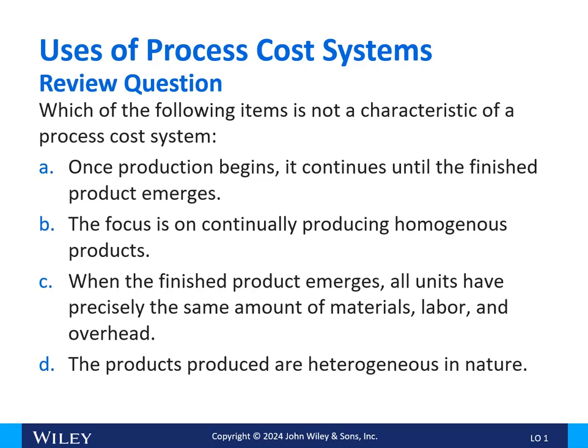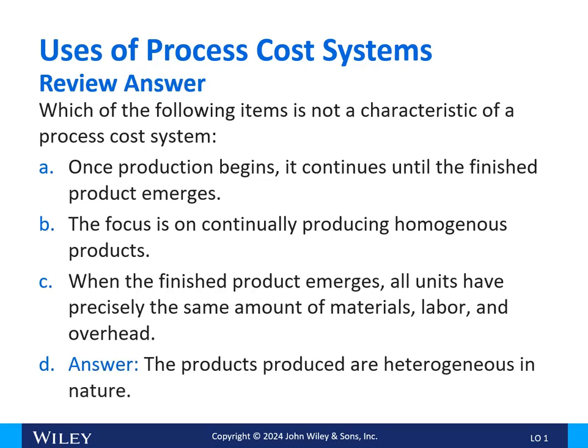So which of the following items is not a characteristic of a process cost system? The answer is D. The products produced are heterogeneous in nature. That is not a characteristic of a process cost system. That would be more of a job cost system.